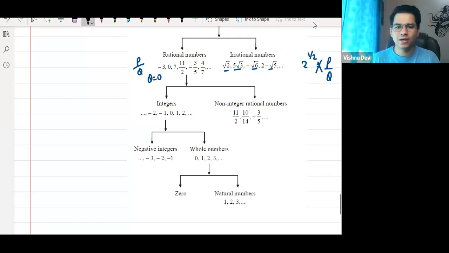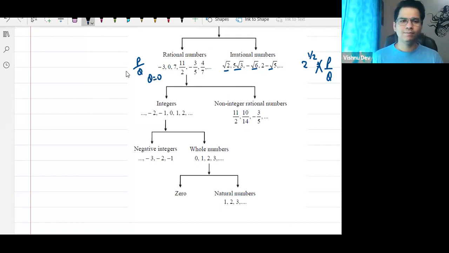P and q are basically integers. ठीक है? समझ में आया? So p by q is basically formed. For example, 11 by 2. 11 क्या है यहाँ पे? Integer है. 2 क्या है? Integer है. Minus 3 by 5. So minus 3 क्या है? Integer है. 5 क्या है? Integer है. है ना? Right? But q should not be equal to 0.